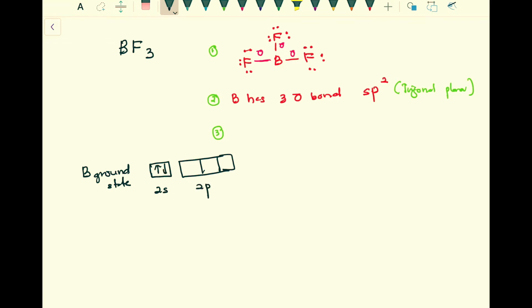1, 2, 3. So based on this, we can see that only 1 orbital is available for overlapping, but we need 3. So how to make it happen? We have to excite one of the electrons to another empty orbital. So that now we will have the boron excited state.